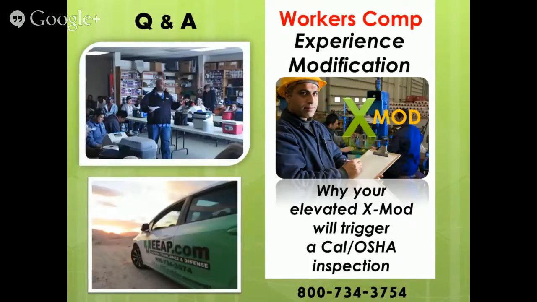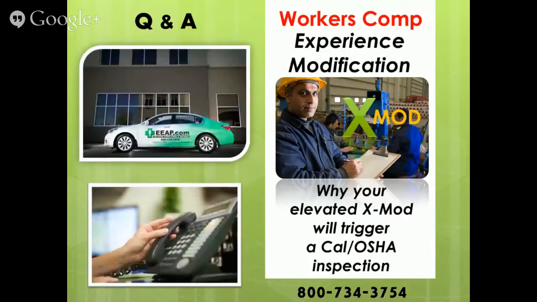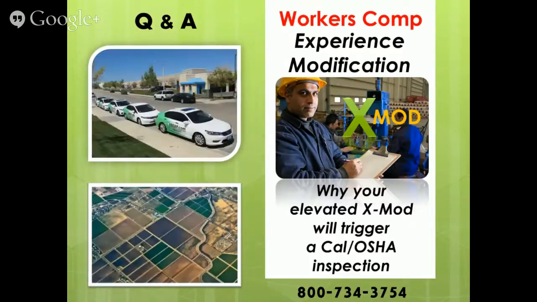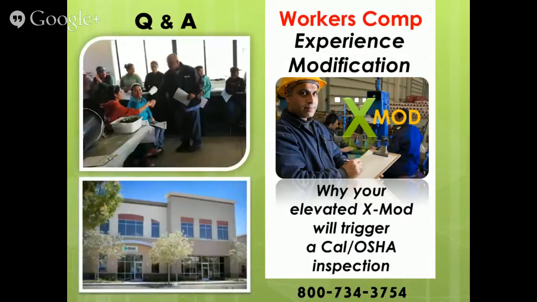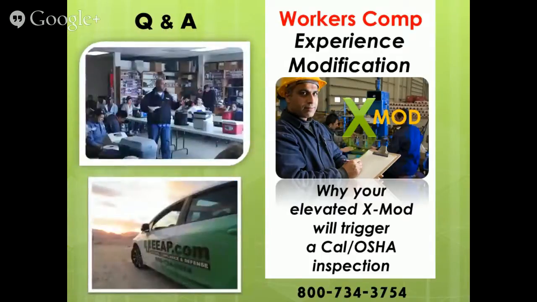Next question here. If there was a claim reported to OSHA, and OSHA already came in to do an inspection, does that mean that they will come out again for an inspection?